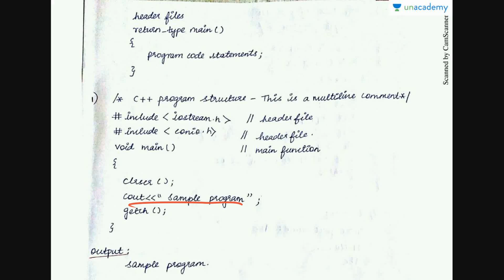Cout is an output statement which prints an output on the output screen. In that you have something within the double quotes, that is a sample program, so that will be printed on the output screen. Next is getch. Getch is a function under conio.h header file, and what will a getch do? A getch will hold the output screen until a user presses something. Otherwise, after few seconds, it will come back to the terminal.